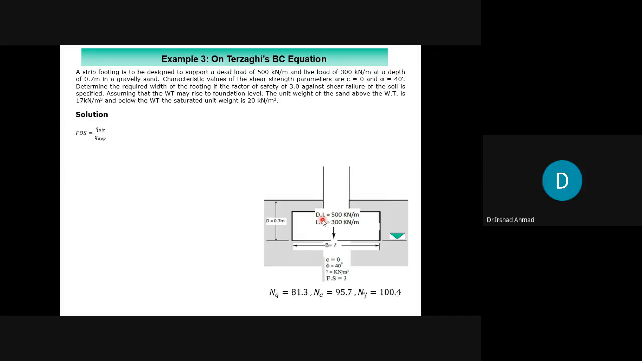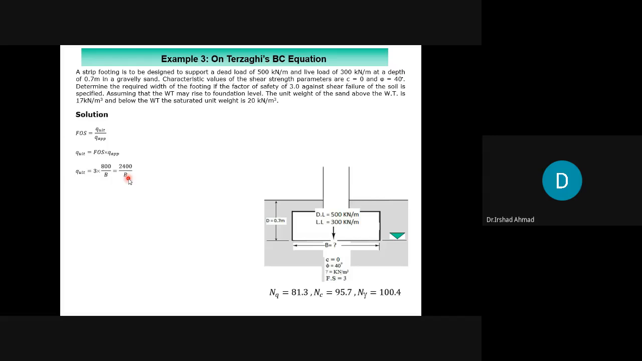Okay, okay, see what I do next. Q ultimate is factor of safety into Q applied. Factor of safety is equal to 3 and Q applied is 800, 500 plus 300, divided by B. By dividing this 800 by B, you convert this linear load into stress. So Q ultimate is equal to 2400 over B.